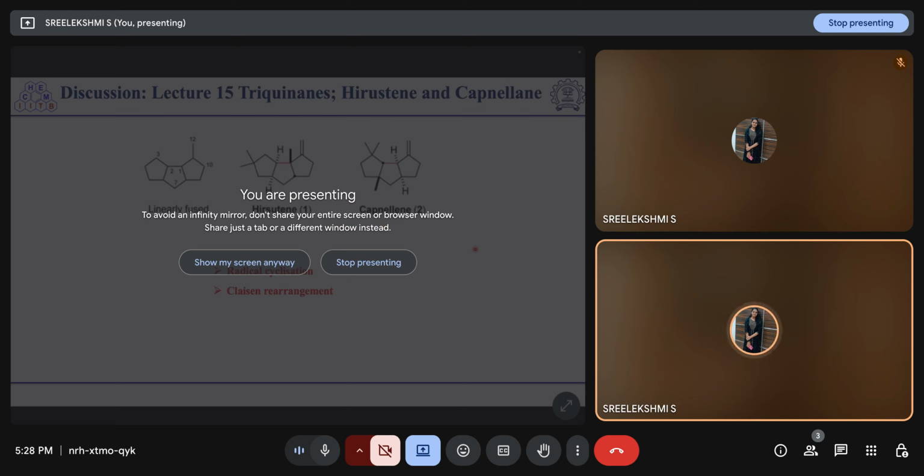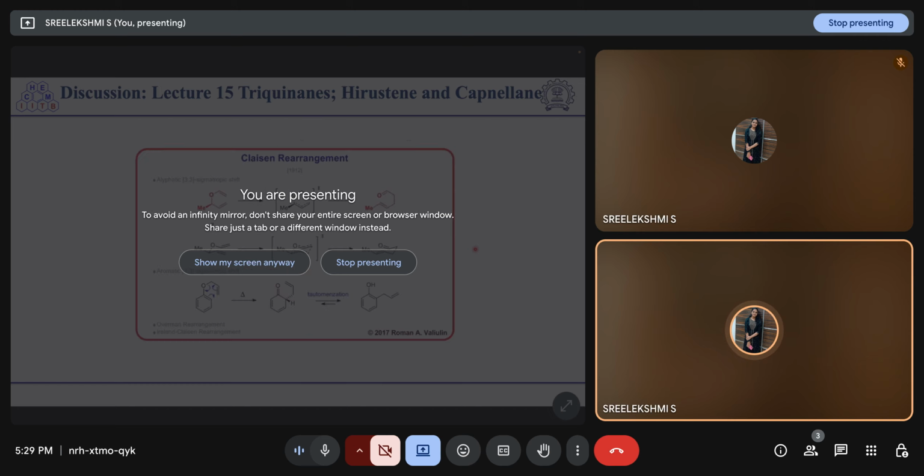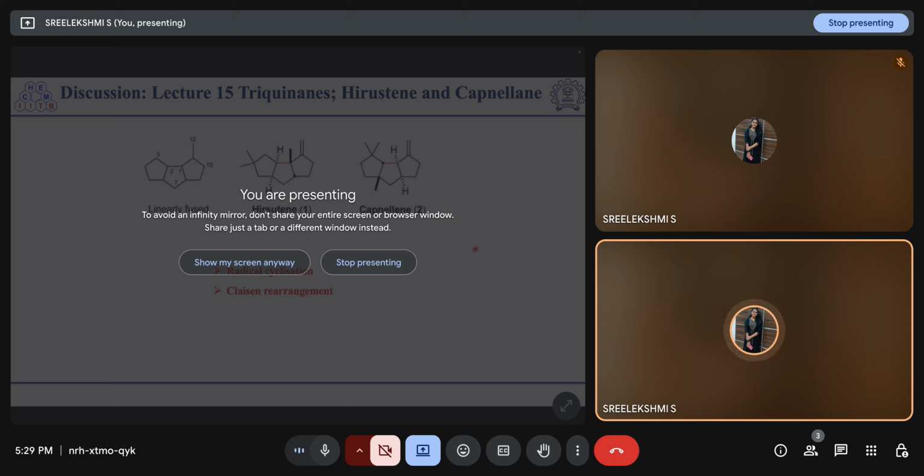Then, in the last lecture, we have seen the total synthesis of triquinanes by radical cyclization, that is hirsutene and capnellene. There we have seen the application of tandem radical cyclization, where radicals can be generated from alkyl halides using AIBN and tributyltin hydride. Nitrogen is a good leaving group, so easy extrusion of it will generate the radical. Tributyltin hydride is used for the removal of the nitro group in radical cyclization. And then we have seen Baldwin's rules as well.